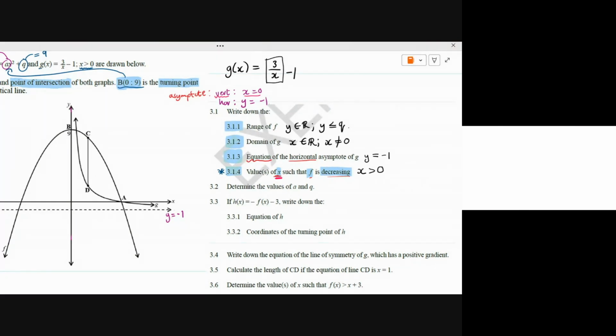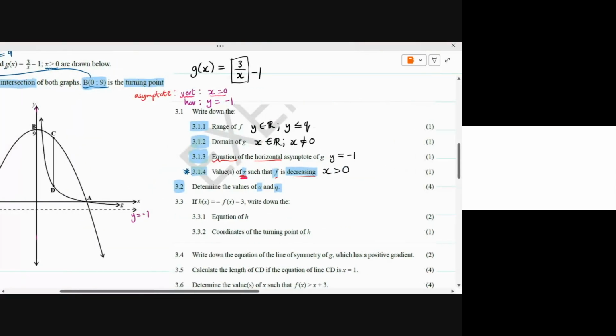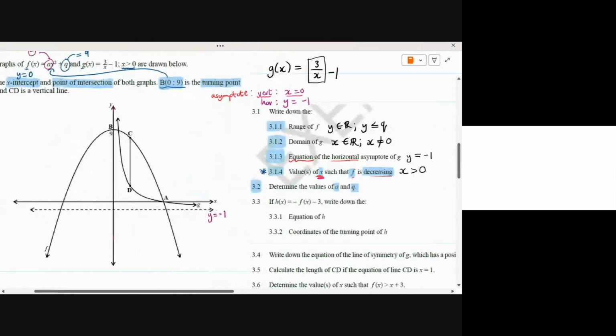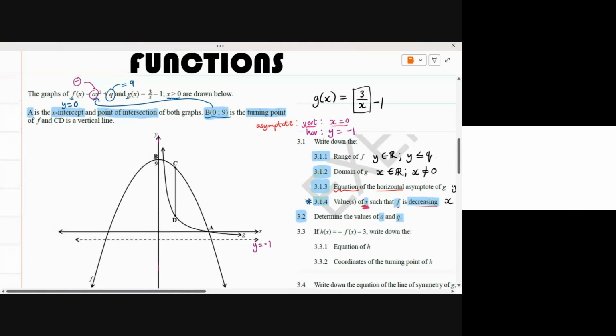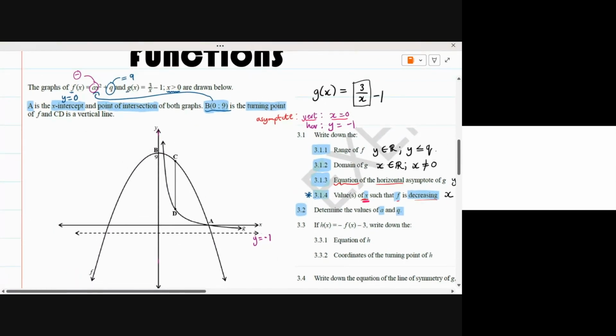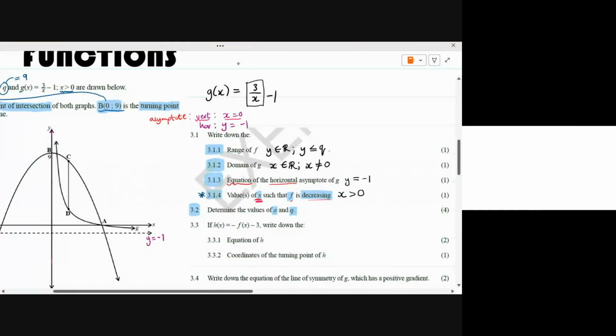All right. Now let's look at 3.2. Determine the values of A and Q. We already know what Q is. Agreed? We figured it out before we even started the question. Didimalo told us, because the turning point of our parabola is (0, 9), that means Q is equal to 9. So you've already given yourself one nice point. Q is equal to 9.